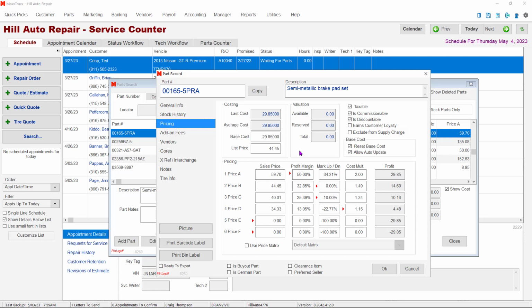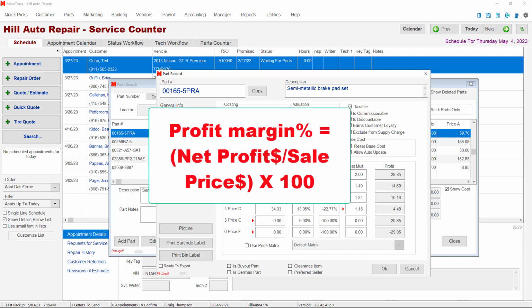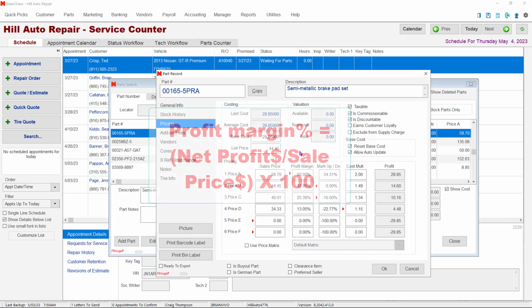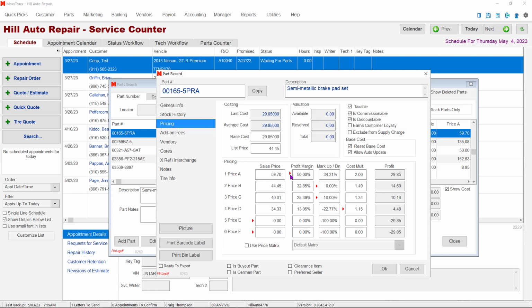For those of you that like math, it's the equation: profit margin percentage equals net profit divided by sales price times 100. Note the determining factor for this price level is the profit margin signified by the red triangle. The markup/down column is the difference between the sale price and the list price. In this instance, a 50% profit margin gives us a 34.31% markup over the suggested retail price of $44.45. Remember that markup is over list price, not the cost.